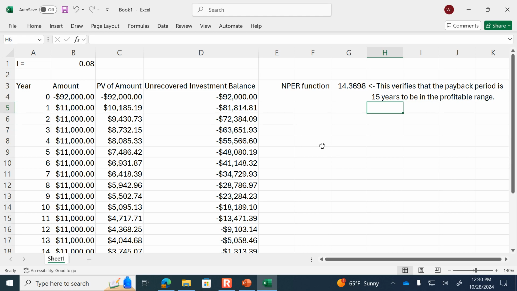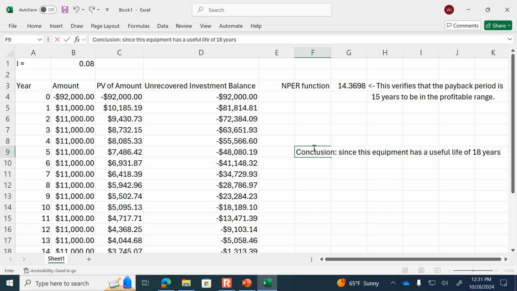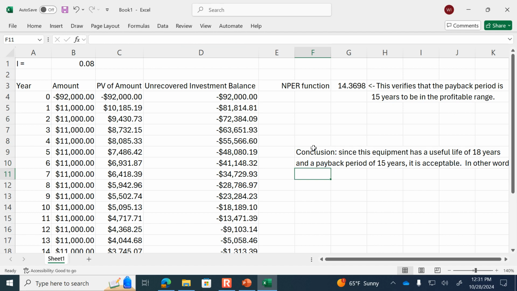So, conclusion. Since this equipment has a useful life of 18 years and a payback period of 15 years, it is acceptable. In other words, we can buy and pay off this equipment before it wears out. So thumbs up on this equipment, whatever it is. It is potentially justifiable.